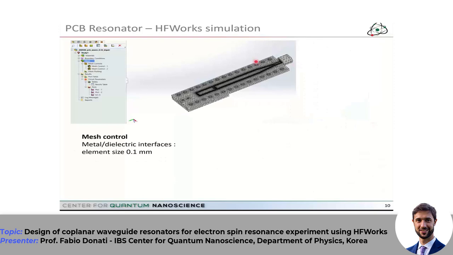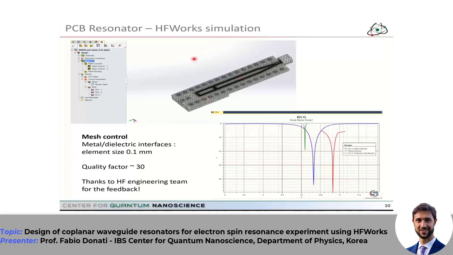And here is also another important point that we learned from our simulation, which is the mesh control. So it's extremely important to define in our simulation a very precise mesh control between the metal part and the dielectric part, because this is also where you have a change of boundary conditions. So we set one of the smallest possible element sizes of 0.1 millimeter here. And actually, this was an excellent suggestion from the engineering team of HFWorks, because before that, we were not setting this precision and the results were very different.